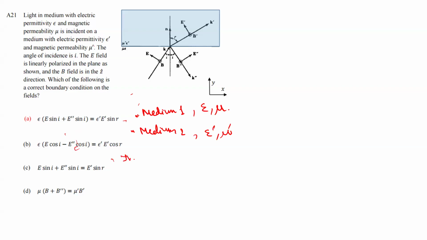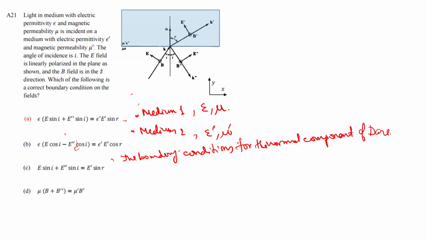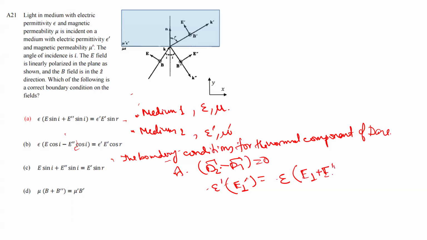The boundary conditions for the normal component of D: n cap dot (D2 minus D1) is equal to 0, or we can write epsilon prime E prime perpendicular equals epsilon into (E perpendicular plus E double prime perpendicular), right?